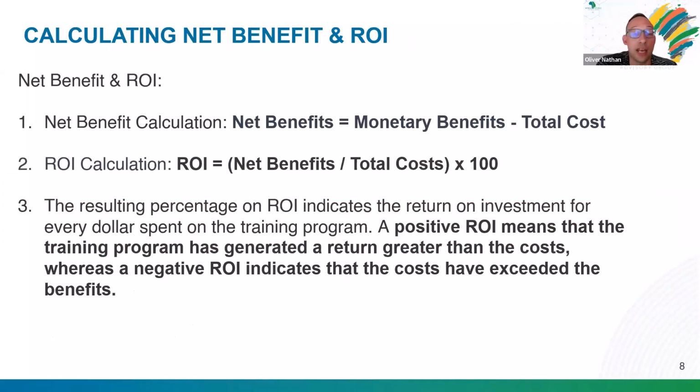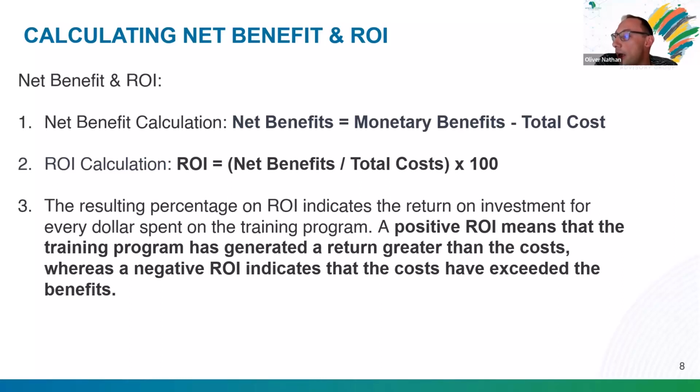So how do we calculate net benefit? We take the monetary benefits of the program, that is the monetary benefits of improving how people shift the dial on those key performance indicators, and minus that from the total cost of the program. To do return on investment, it's a percentage, right? So we take the net benefits, divide them by the total costs, and times that by 100. The resulting percentage on return on investment indicates ROI for every dollar spent on the training program.